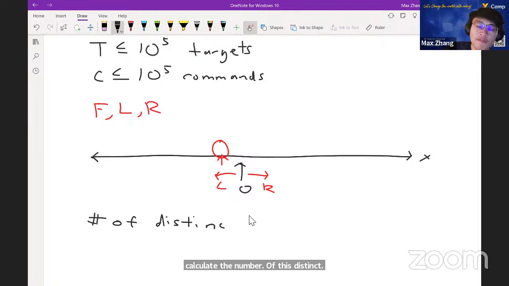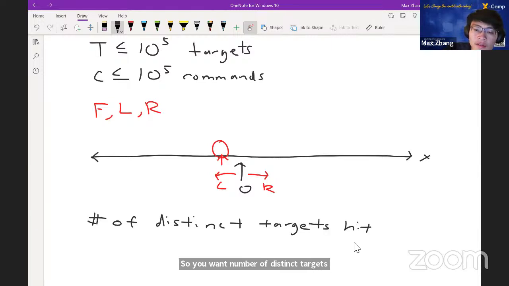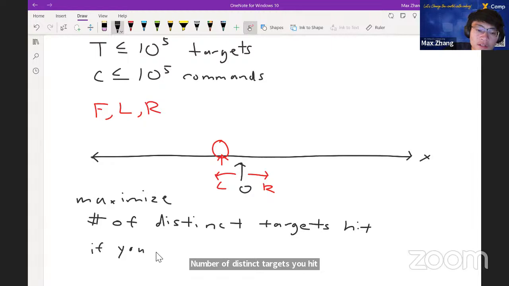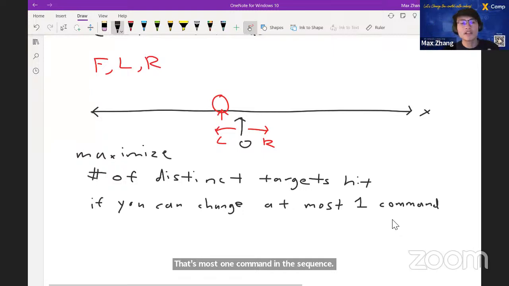Now what you want to calculate is the number of distinct targets you hit. If you fire at the same target multiple times, you only count it once. And also, you don't just want to calculate this. You want to maximize the number of distinct targets you hit if you are allowed to change at most one command in the sequence. So at most once, you can go into the sequence and change an L to an R, or change an L to an F, or make some sort of change to try to maximize the number of distinct targets that you hit.